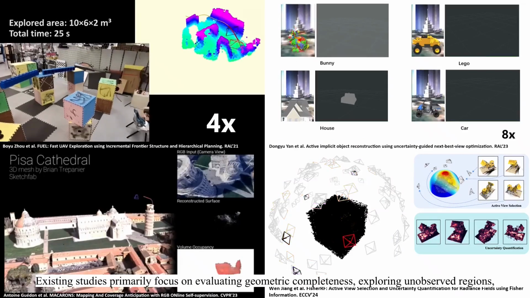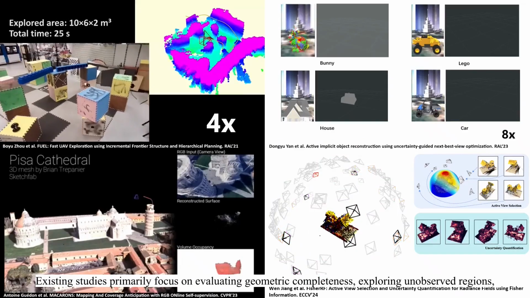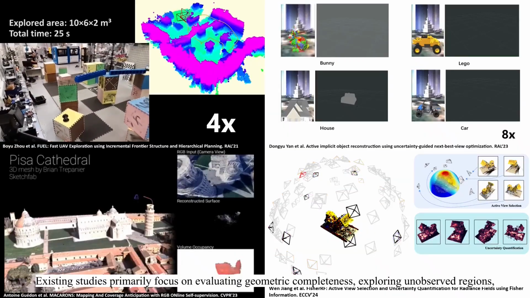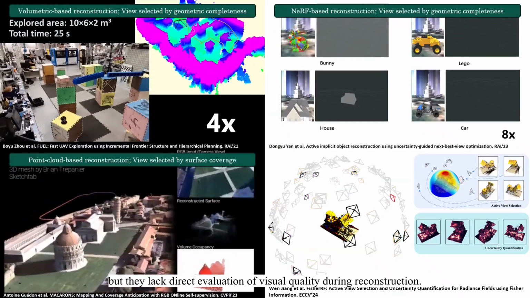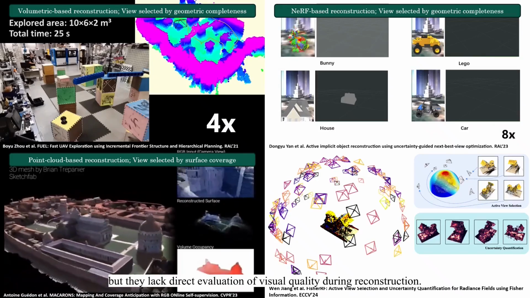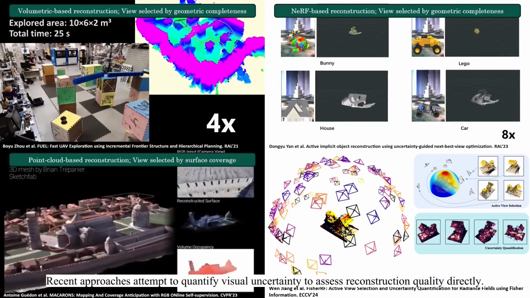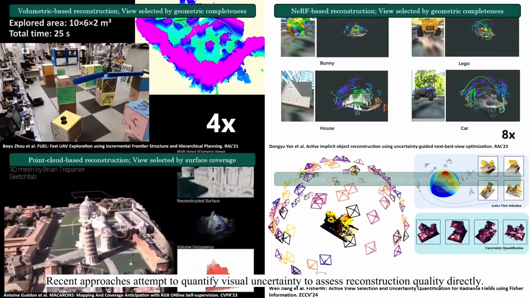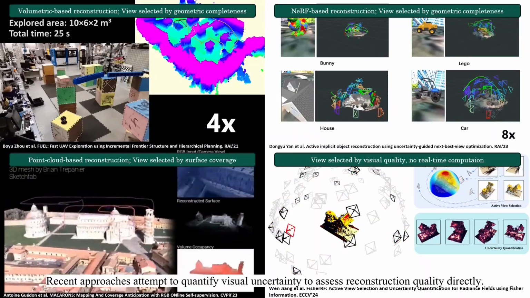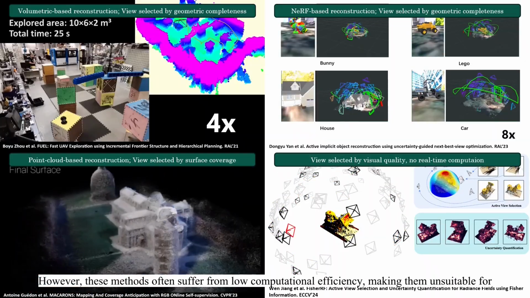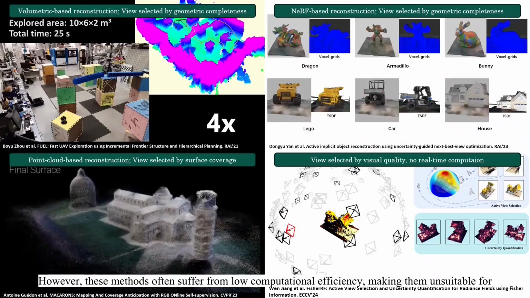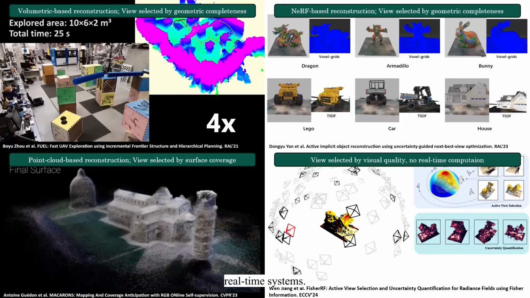Existing studies primarily focus on evaluating geometric completeness, exploring unobserved regions, but they lack direct evaluation of visual quality during reconstruction. Recent approaches attempt to quantify visual uncertainty to assess reconstruction quality directly. However, these methods often suffer from low computational efficiency, making them unsuitable for real-time systems.